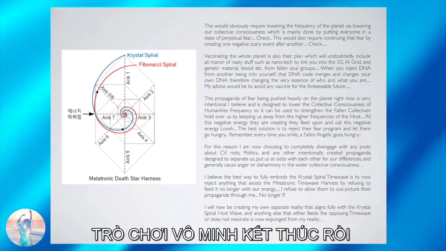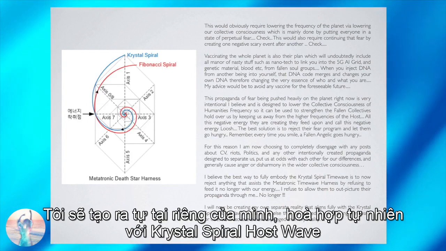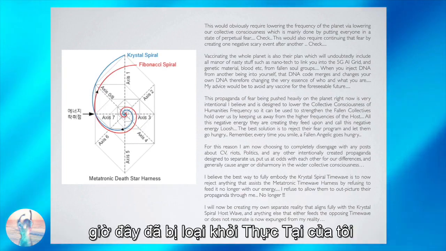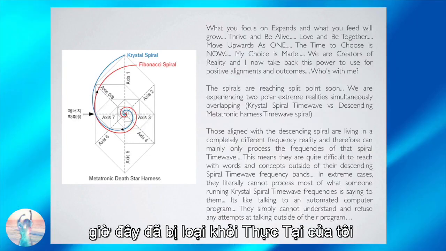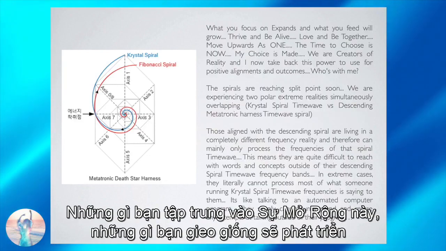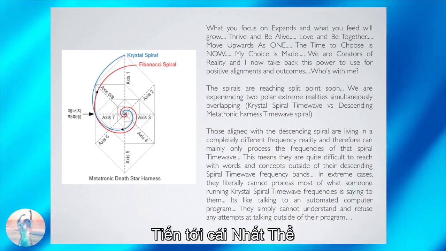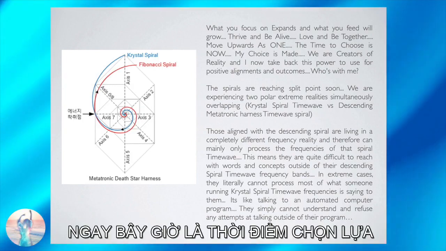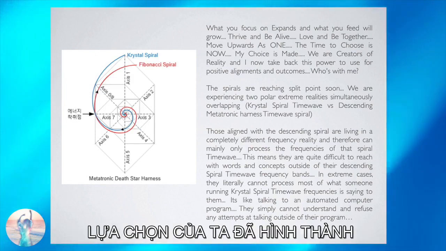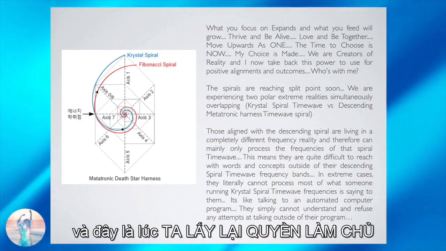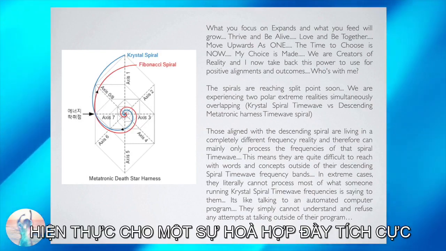I will now be creating my own separate reality that aligns fully with the crystal spiral host wave, and anything else that either feeds the opposing time wave or does not resonate is now expunged from my reality. So what you focus on expands, and what you feed will grow. Thrive and be alive, love and be together, move upwards as one. The time to choose is now. My choice is made. We are creators of reality, and I now take back this power to use for positive alignments and outcomes. Who's with me?